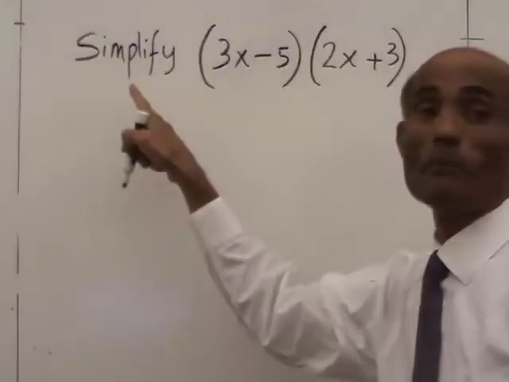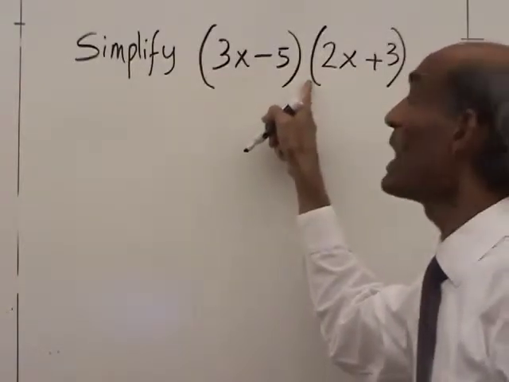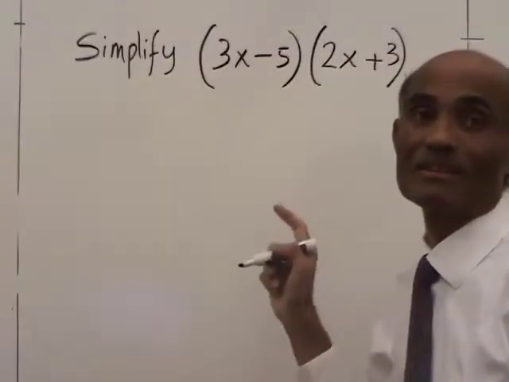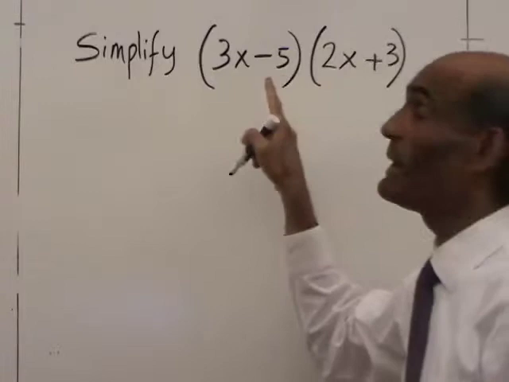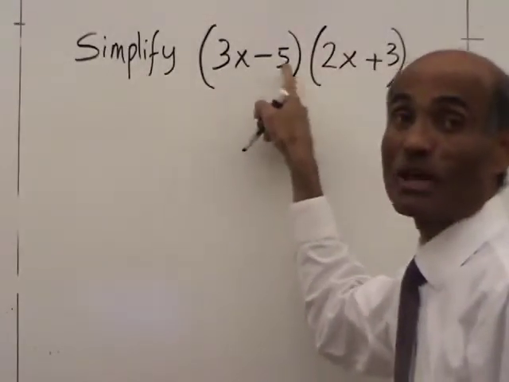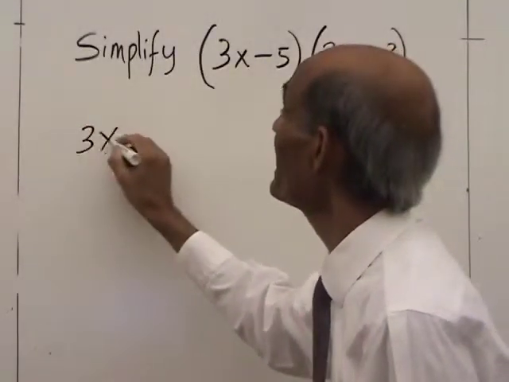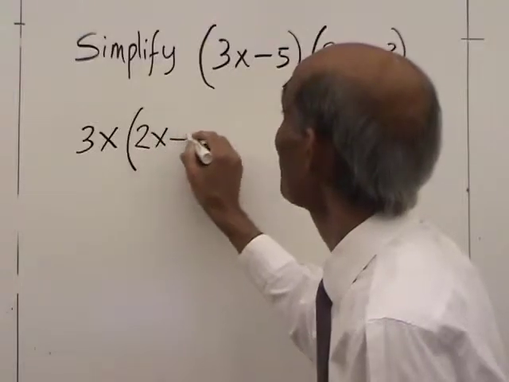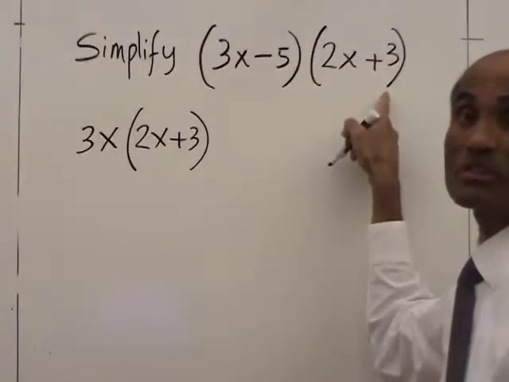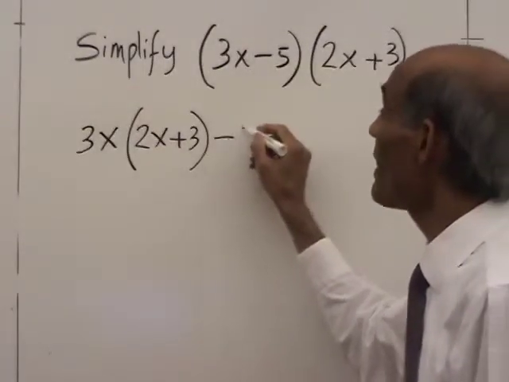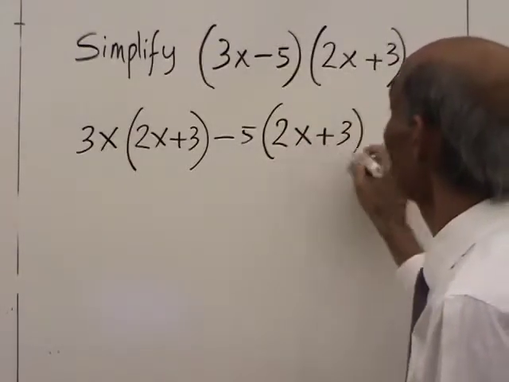Our next question is multiply and simplify (3x − 5)(2x + 3). Now how do we multiply two binomials like this? The method is first take 3x and multiply it with 2x + 3. So let's do that. That will be 3x times (2x + 3). So we took 3x and multiplied it with this binomial. Then take minus 5 and multiply it with 2x + 3.